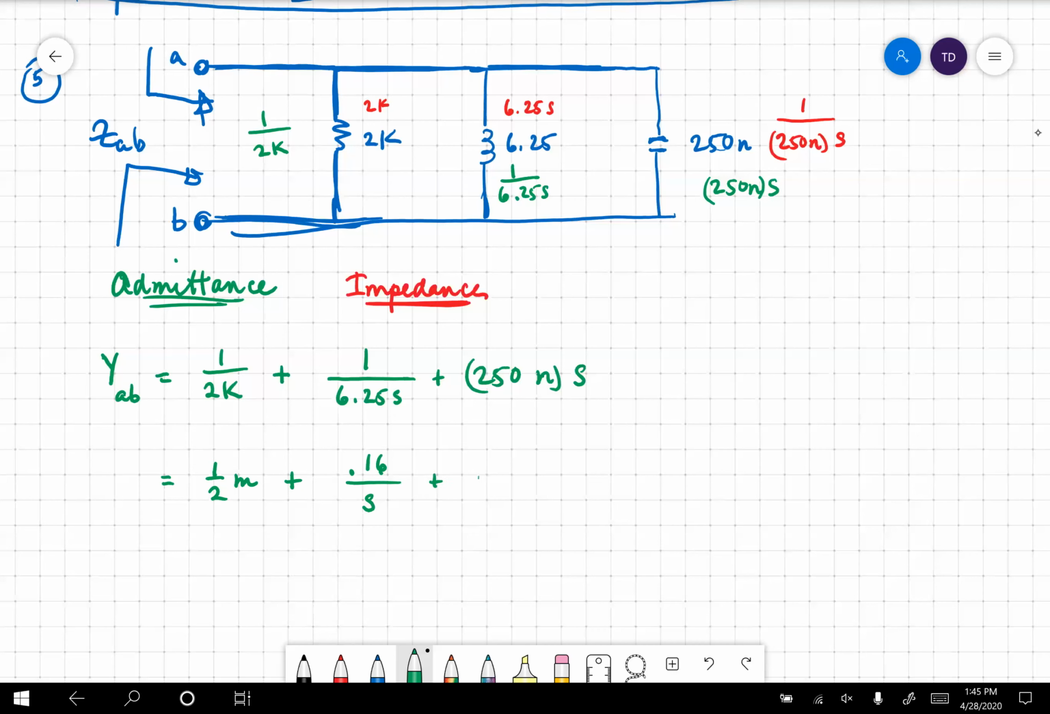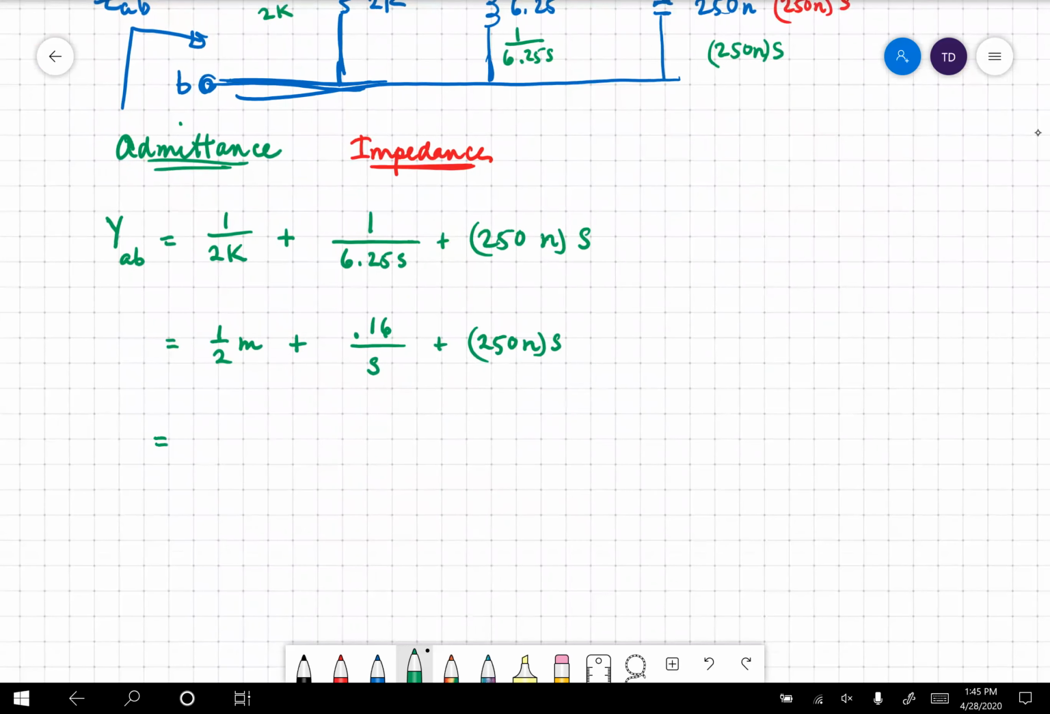And then I have plus 250 nano times S. Okay, just cleaning it up a bit. Common denominator equals 1/2 milli times S plus 0.16 plus 250 nano times S squared. So that is our admittance from A to B.